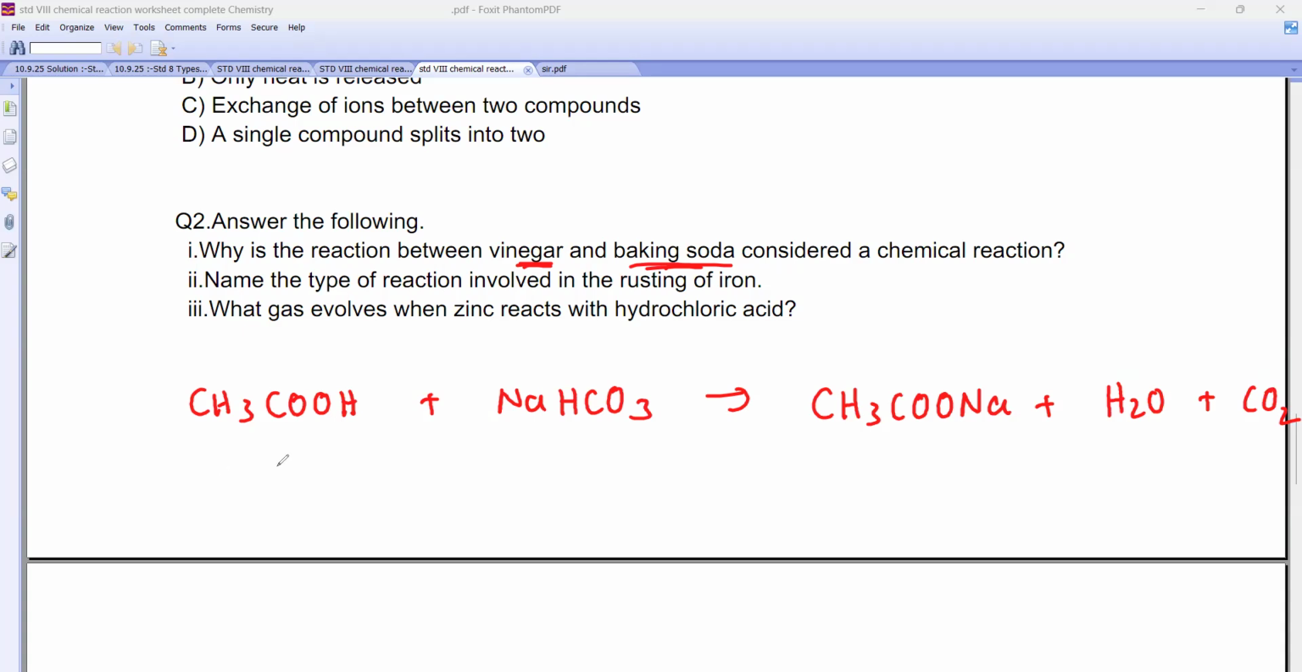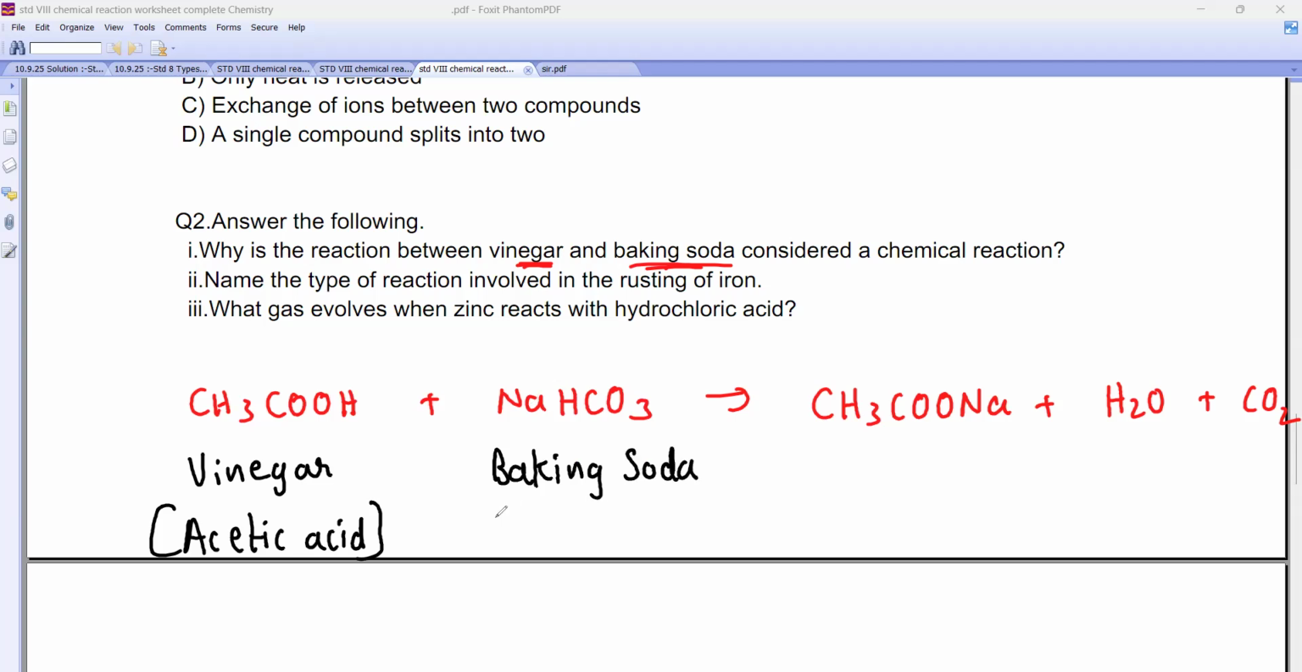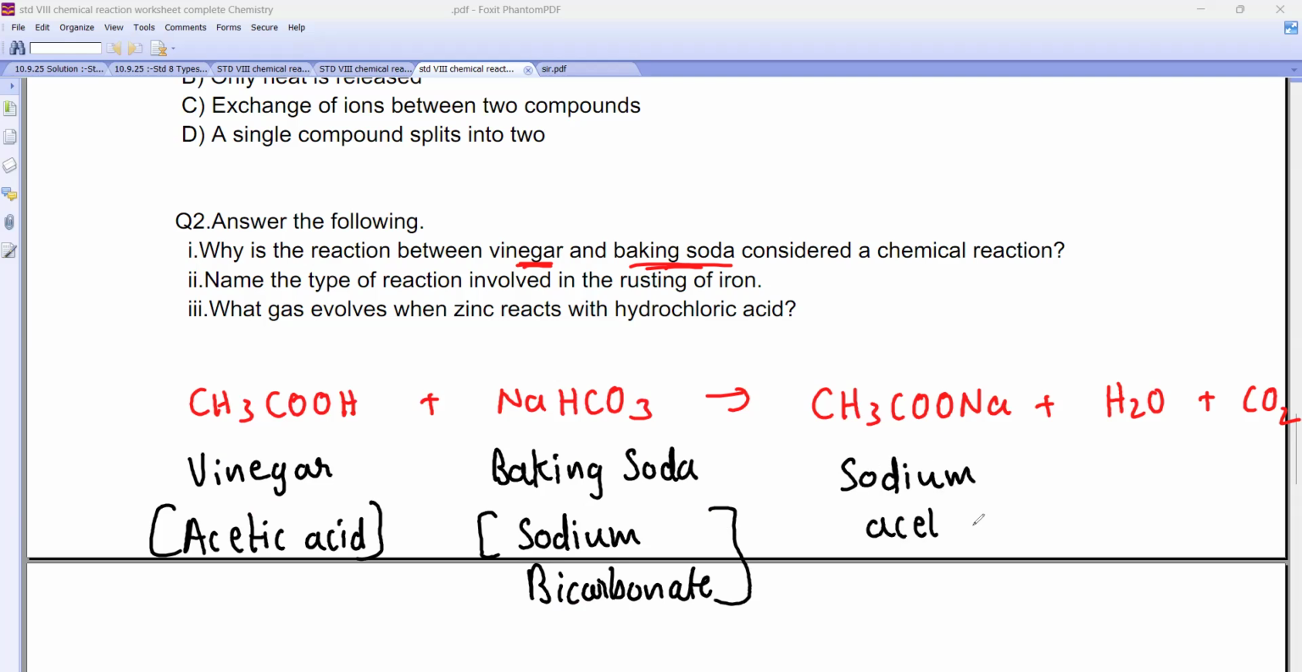This is vinegar. Another name for vinegar is acetic acid. This is your baking soda. Baking soda is called sodium bicarbonate. This is your sodium acetate. This equation is already balanced.